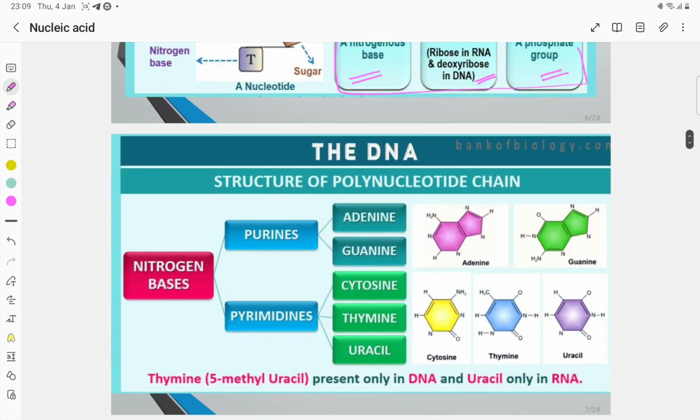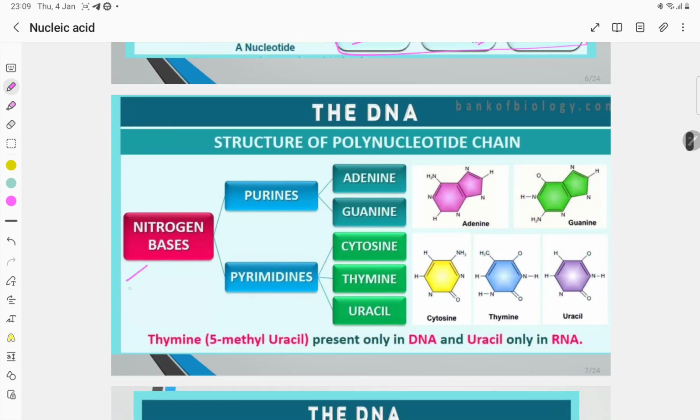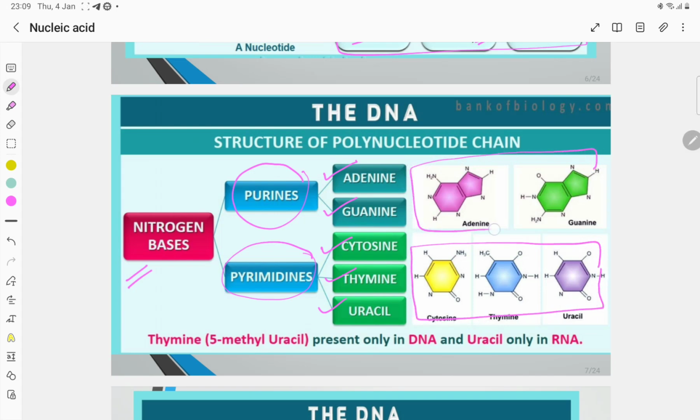Now, as I told earlier, DNA has three things. It has the nitrogen bases. The nitrogen bases are again of two types: one is called purine bases, the second is pyrimidine bases. Purines again have two types: adenine and guanine. Pyrimidines have cytosine, thymine, and uracil. The lower ones are the pyrimidine bases and the upper ones are the purine bases.